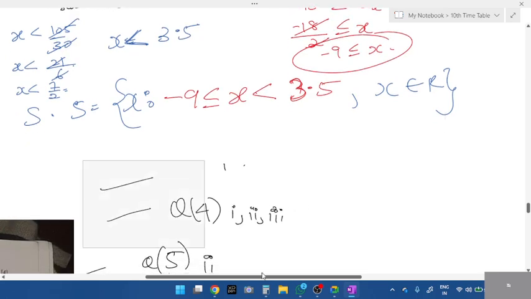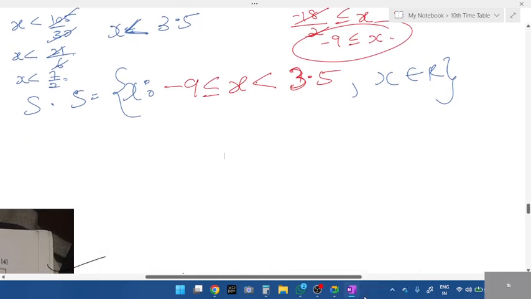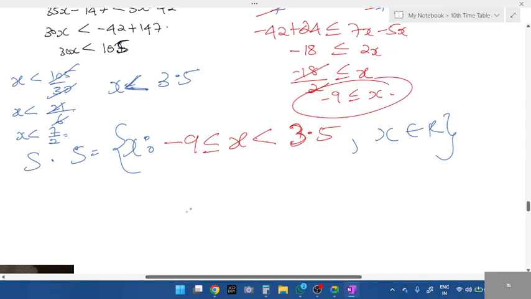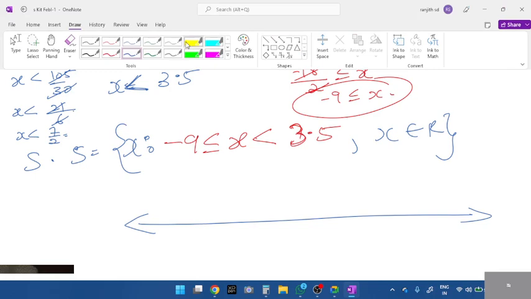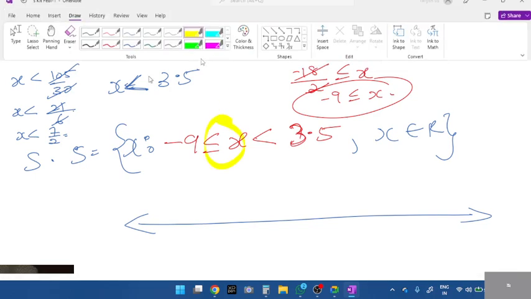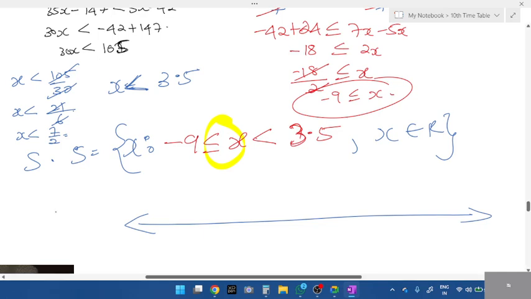Now, if it is real number, we need a line. We don't keep dots. We need a line with hollow circle and darkened circle. Minus 9 is given. What symbol is given with minus 9, students? Can you see less than or equal to is given? When equal to is given, darkened circle or hollow circle? We should have darkened circle.